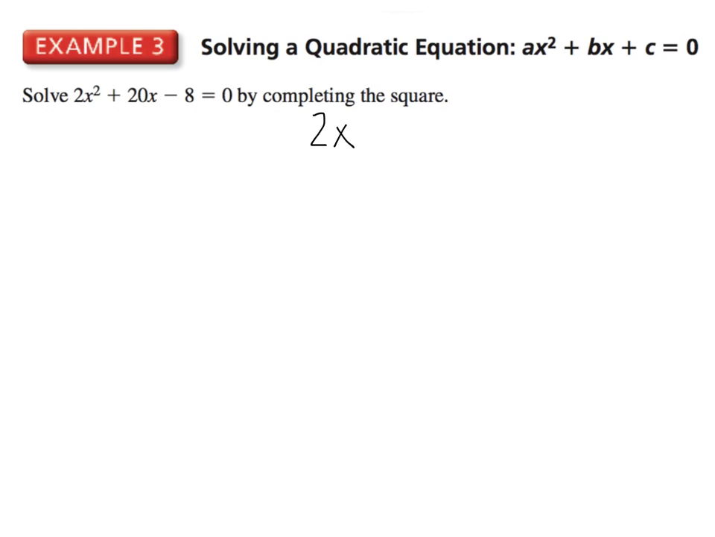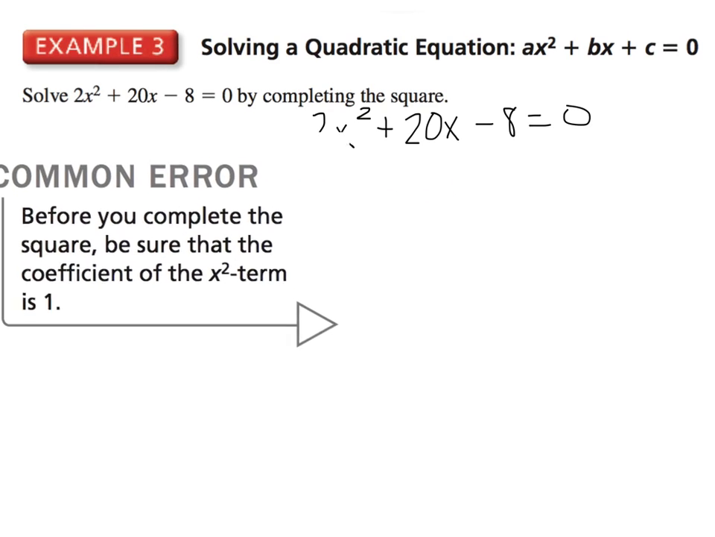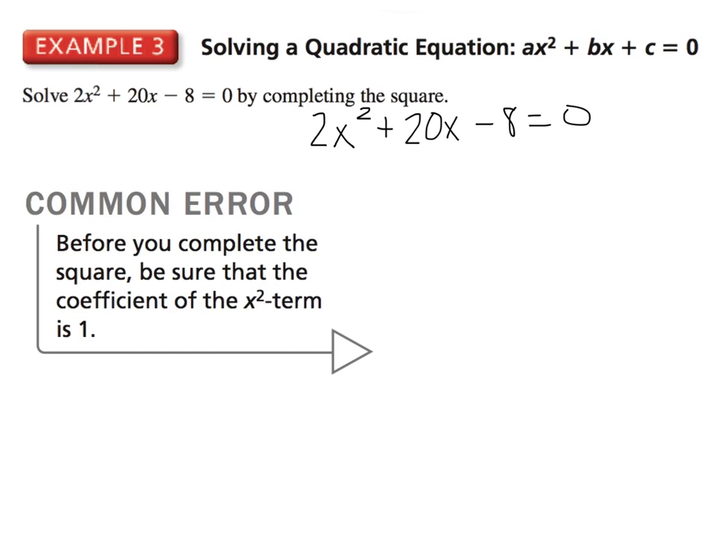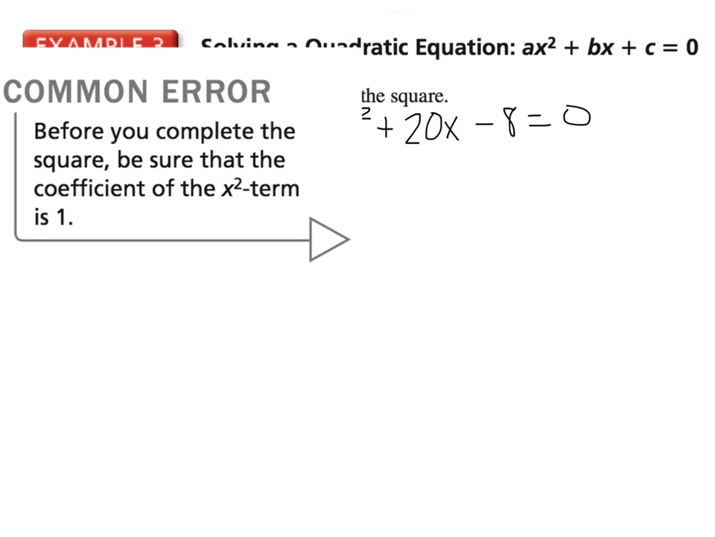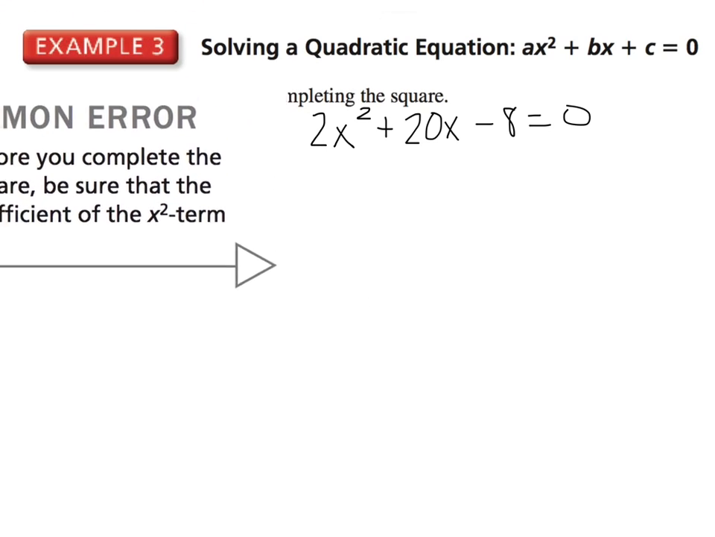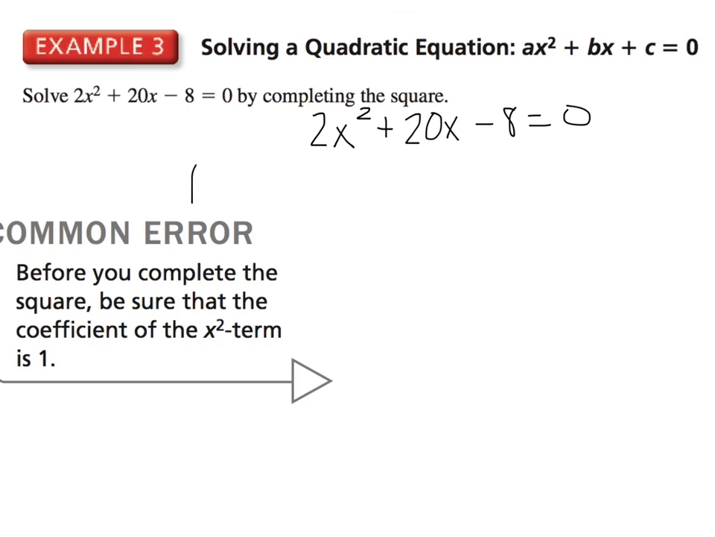Notice that it has to be x squared at the beginning. Here is what you do not do. You do not take half of 20 and square it. Incorrect. Here's your big error. Before you complete the square, you must make sure that this term right here, that 2, has to have a coefficient of 1.